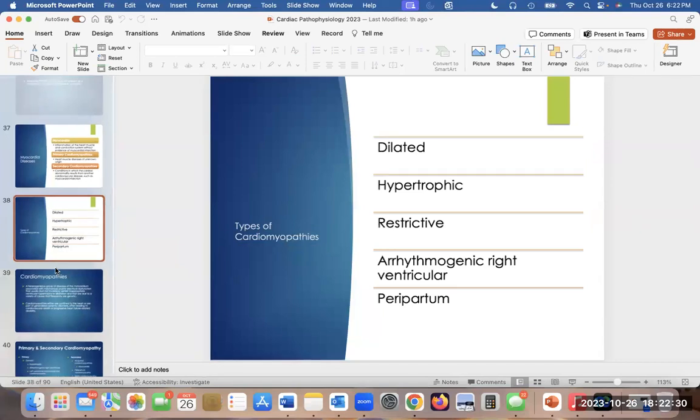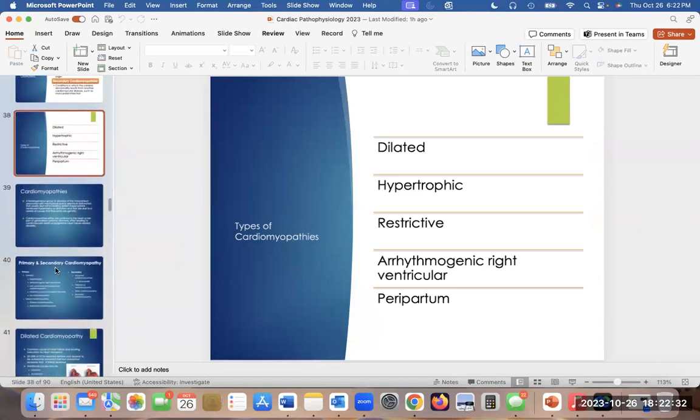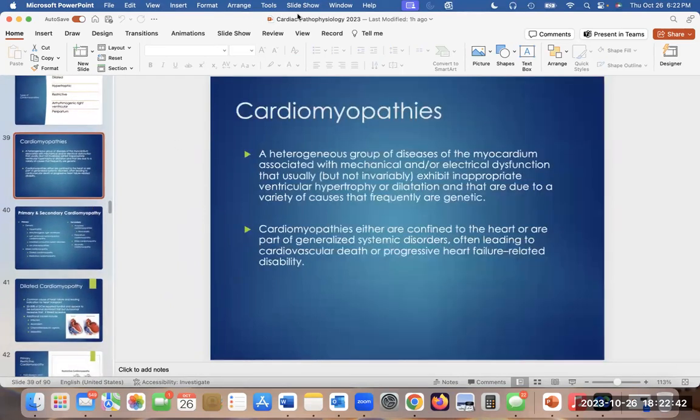So I'm not going to get too crazy into the different types because I'm going to get into it next. The main focused ones are the dilated, restrictive, and hypertrophic. So I will get into them. But the definition of a cardiac myopathy is just a bunch of diseases that are associated with causing electrical dysfunction and inappropriate potential, the ventricles being hypertrophied or expanding in size. And that can be due to different causes.